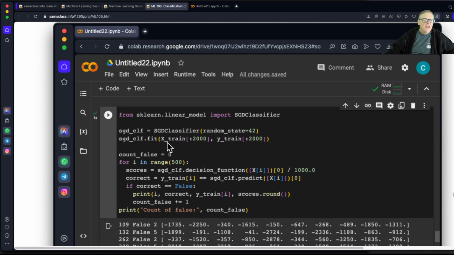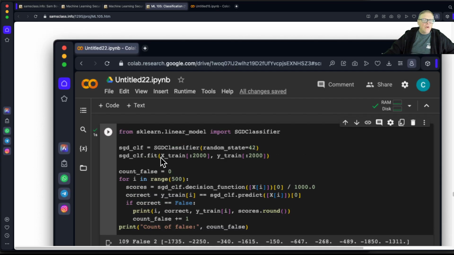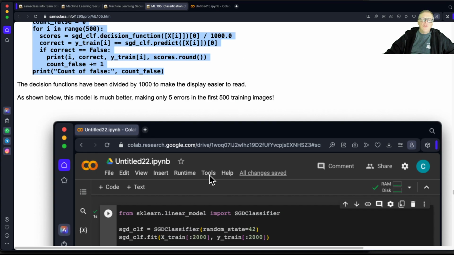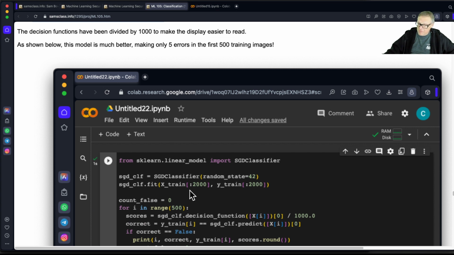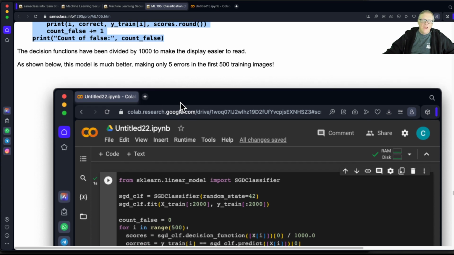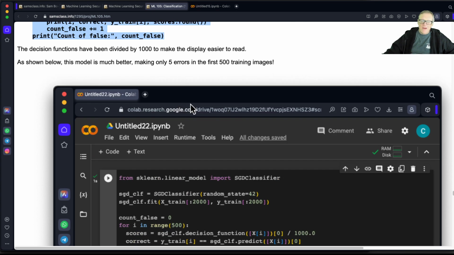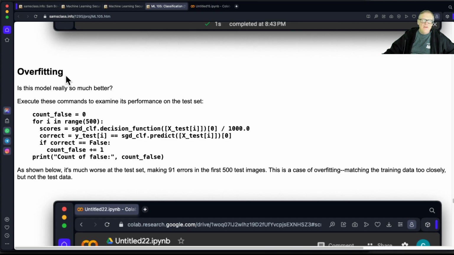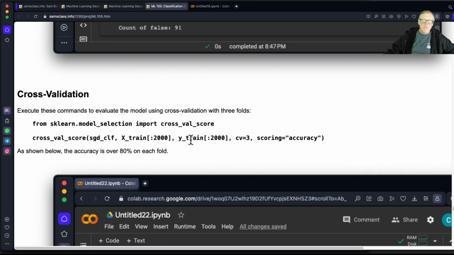So here, when you train it, it's going to get only 5 of the first 500 images wrong. And that's because this model has a lot of parameters. But when you run it on the test set, it gets 91 errors in the first 500, so that's overfitting. You're getting 20 times more errors on the test set than you got on the training set. So your model is not as good as you think it is. It fits the training data, but by overfitting.